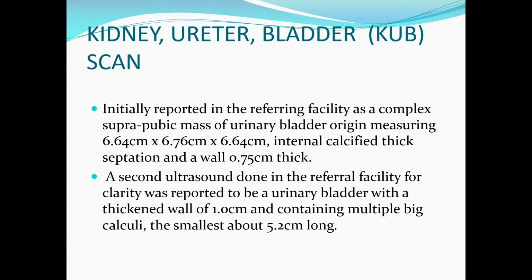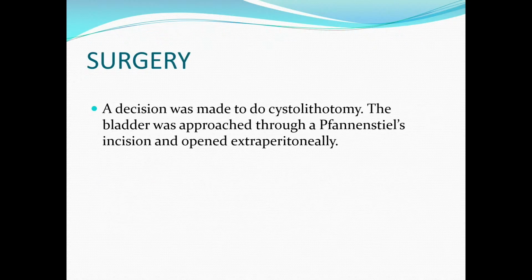A second ultrasound that we did in the referral facility for clarity purposes was reported to be a urinary bladder with a thickened wall of 1 centimeter and containing multiple big calculi, the smallest being 5.2 centimeters long. So we decided to do cystolithotomy, and the bladder was approached through a pfannenstiel incision and opened extraperitoneally.